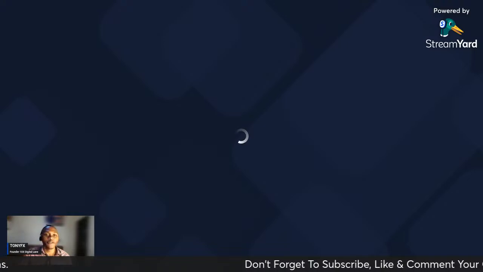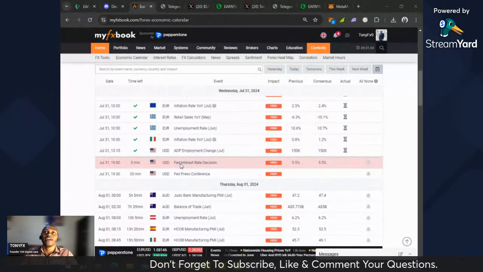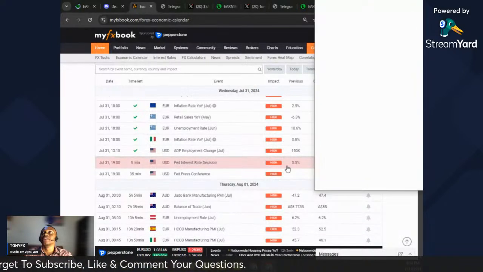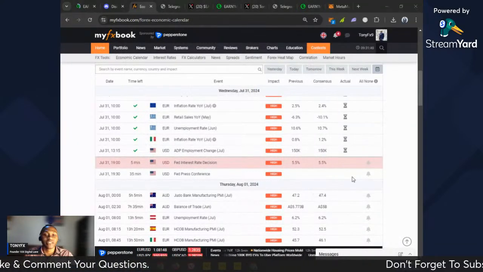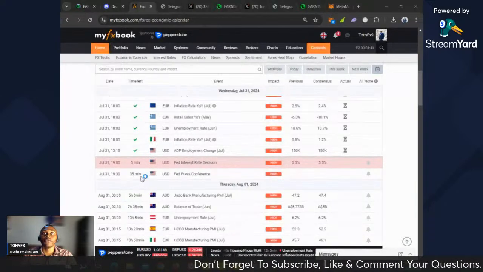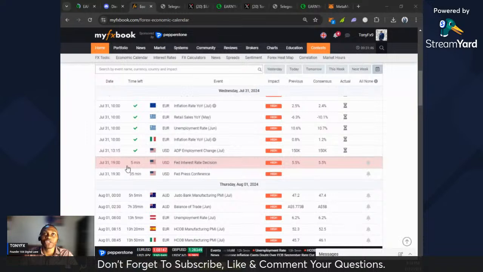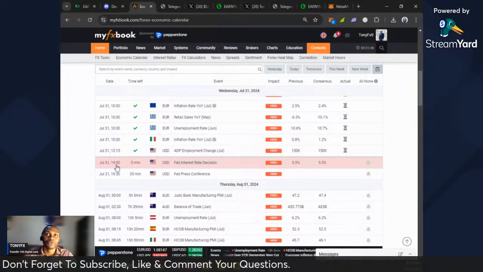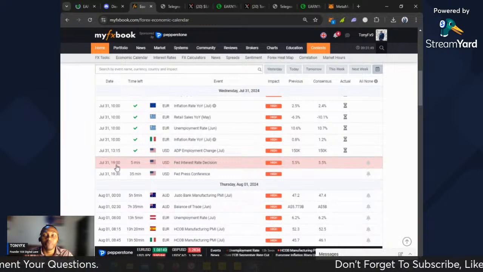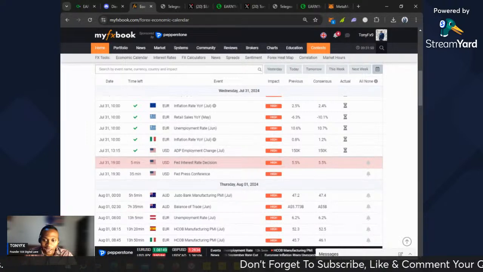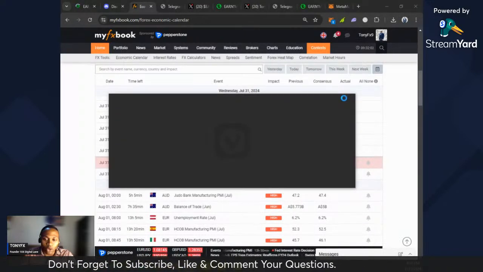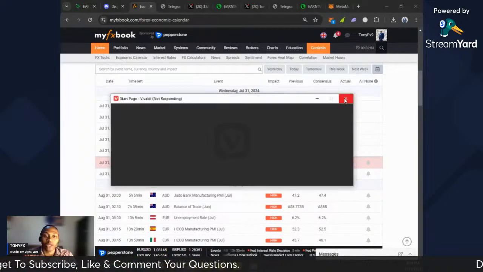So the FOMC is the federal interest rate decision by the Federal Reserve Bank of the United States of America. This interest rate is going to be announced by 7 p.m. West African time. And when it is announced, we can expect dollar to be weak or dollar to gain some strength.